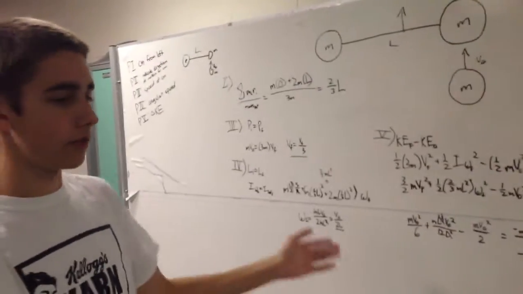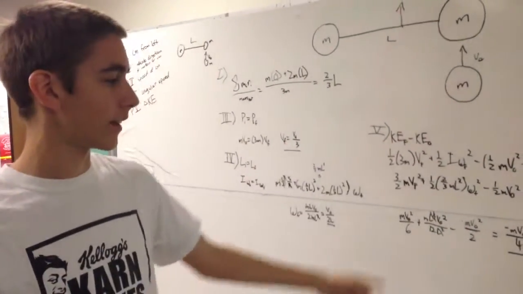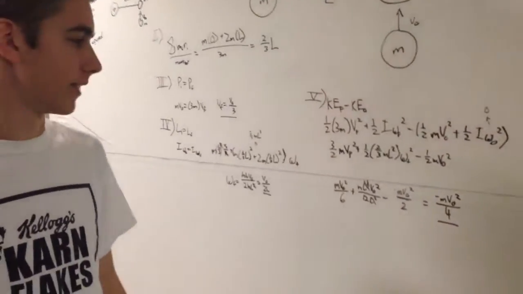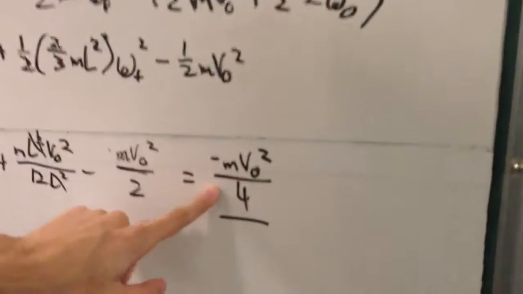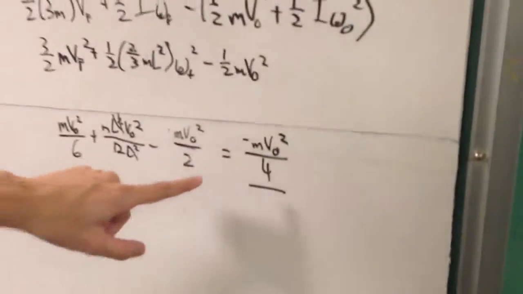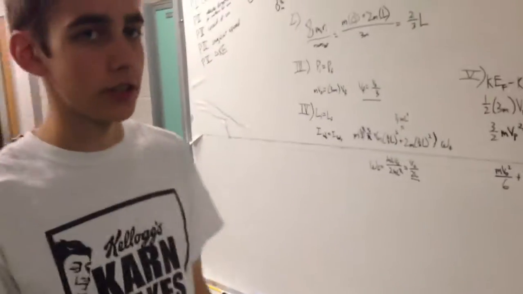You just use addition and subtraction, find the common denominator, which is 12, and then simplify your final answer, and you get negative m v sub o squared over 4 for the change in kinetic energy.